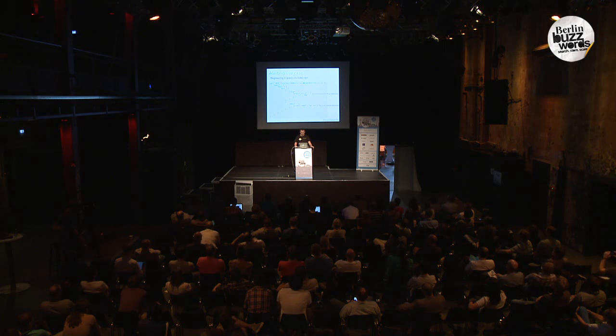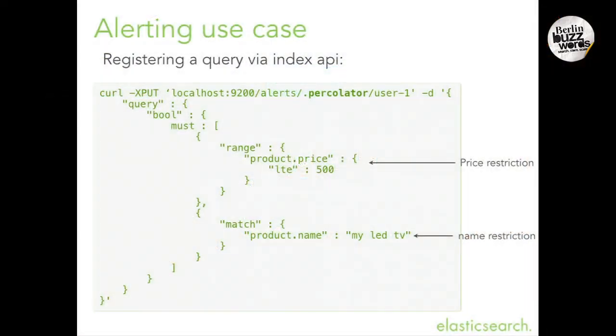Okay, it's a big query. Relatively big. So here, what we did is register a certain alert, something I want to be notified of, and I'm interested in certain TVs. I have my eye on a special LED TV that I want to buy, but I don't want to pay €600 or €700. I want to pay up to €500.